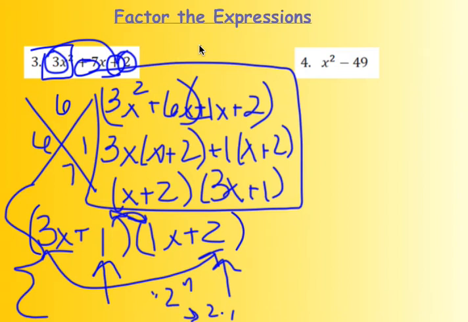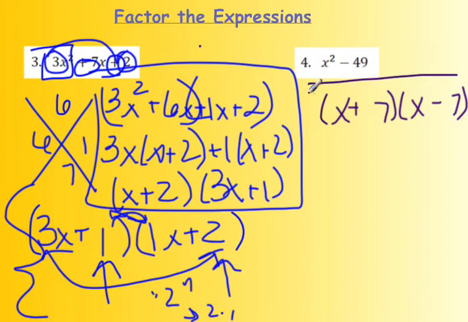Number 4 is differences of squares. What I tell students to do is make 2 parentheses. You put a plus in one and a minus in the other. Put the square root of the first term in the first spot and the square root of the second term in the second spot, and that is your factored answer for number 4.